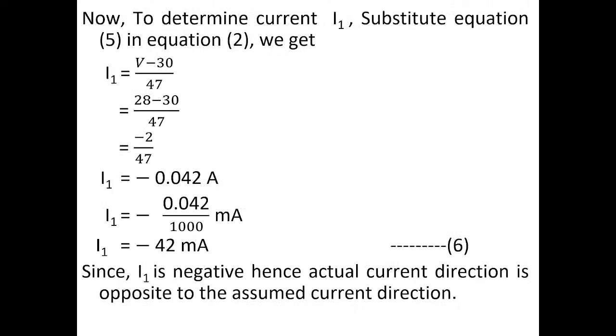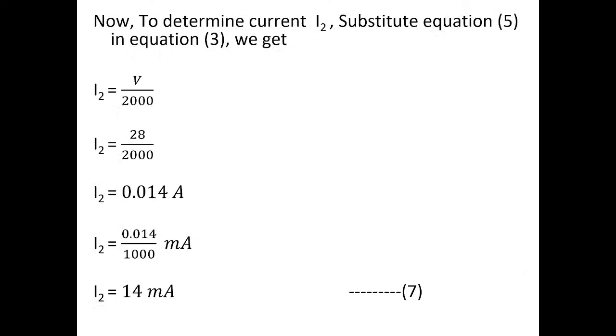I1 current next. Consider it as equation number 6. And let us determine I2. What is I2? V by 2000. V is 28 by 2000. You will get I2 equal to 0.014 amperes. So see, you may get more number of digits after point. I have considered only 3 digits after point. So you may get more. You can write it down as it is if you get more values, or you can consider at least 3 digits after point. So it is in amperes. I2 is 0.014 amperes. I have converted it into milliamperes. So simply I divided it with 1000.